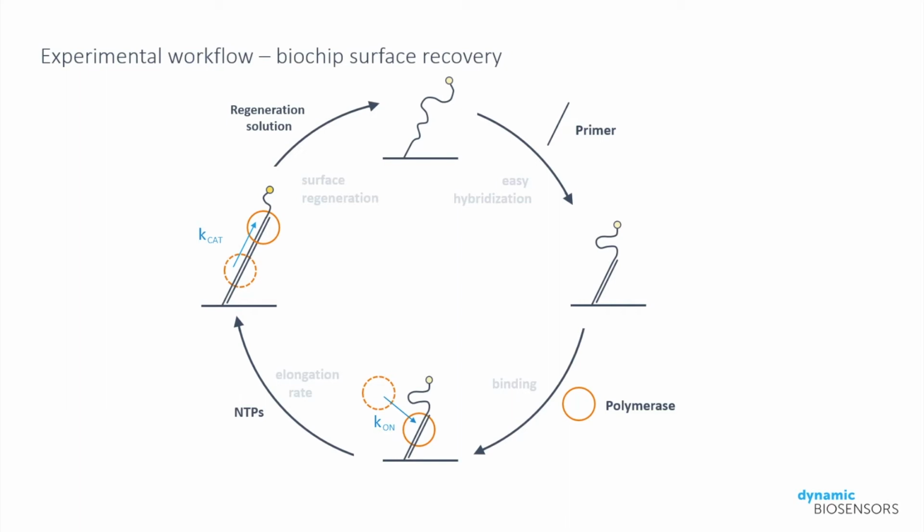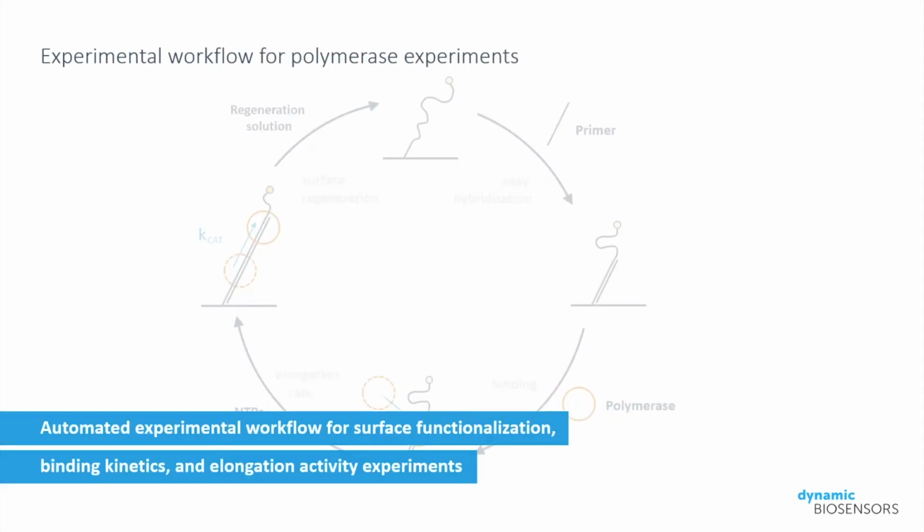Because we can also dehybridize the double-stranded DNA, the individual chip is not dedicated to only one experiment. So you can regenerate the surface and use this multiple times over and over again for different types of experiments. With switchSENSE, we have an automated experimental workflow for surface functionalization, binding kinetics, and elongation activity.